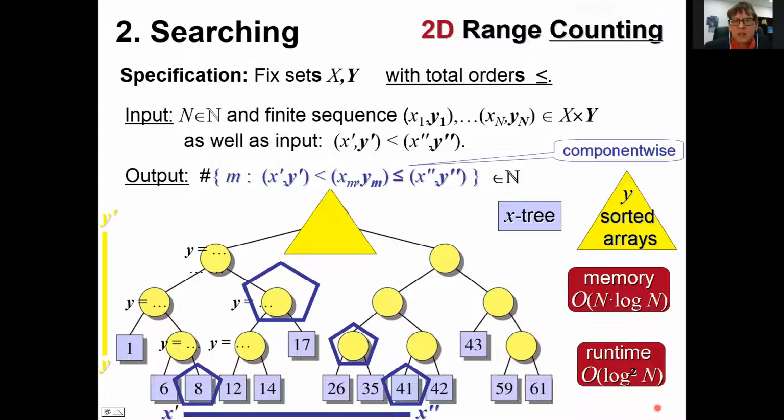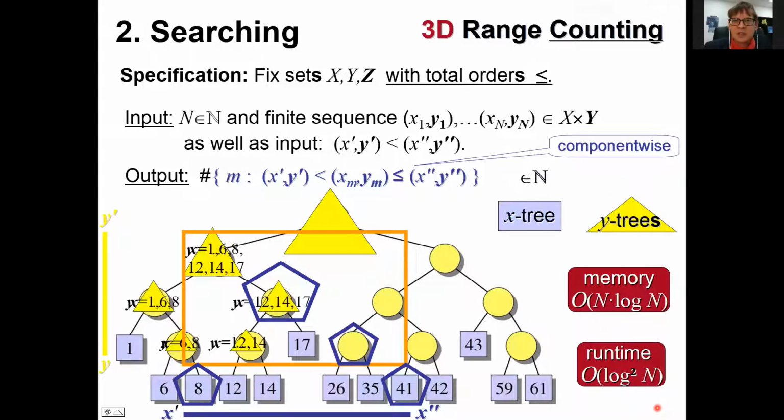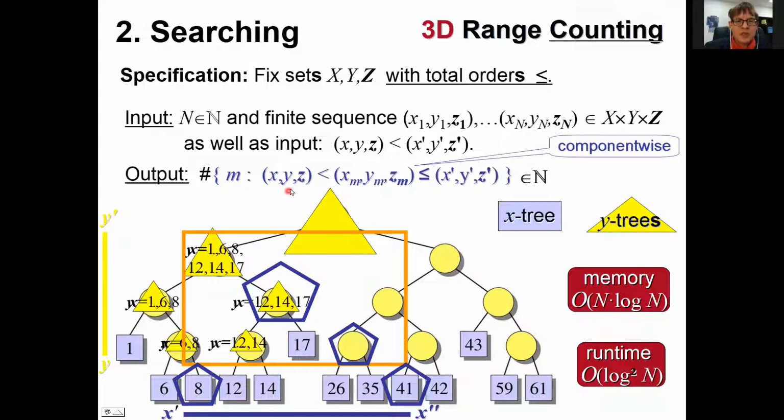And now there's nothing stopping us from moving on to dimension 3. Here you see the picture. So now we have 3 sets, each with total orders. Input is a finite sequence of triples and 2 bounds. Output is the number of elements that satisfy these bounds component-wise.